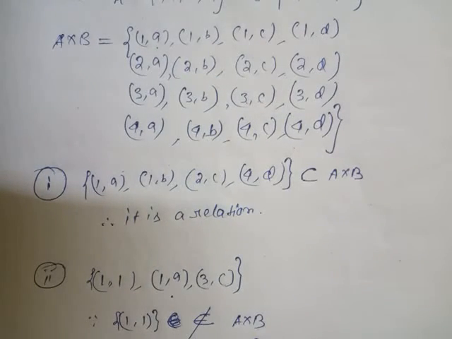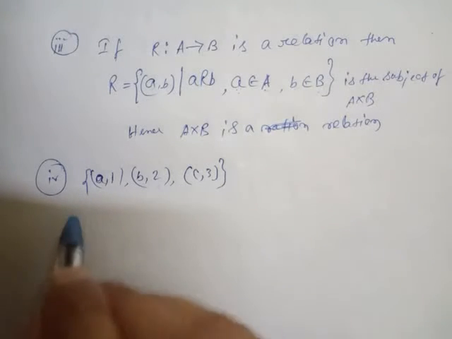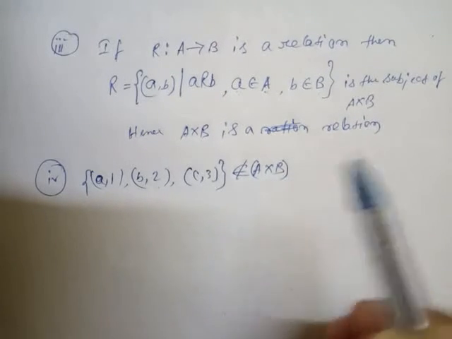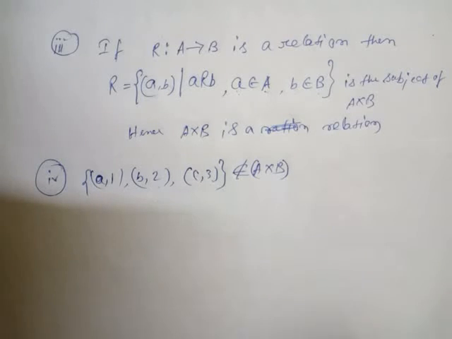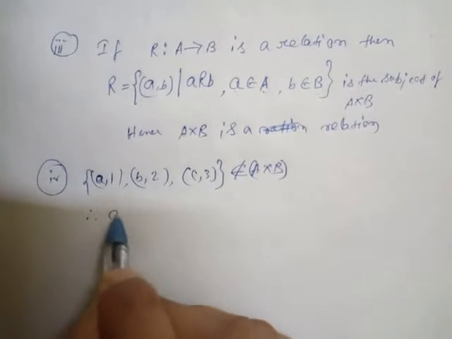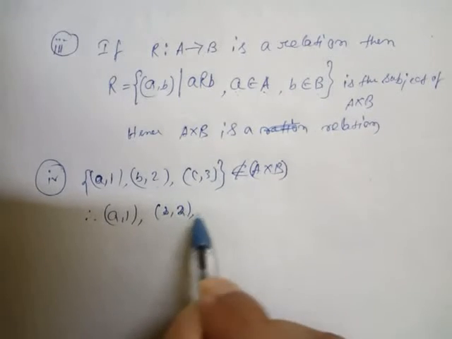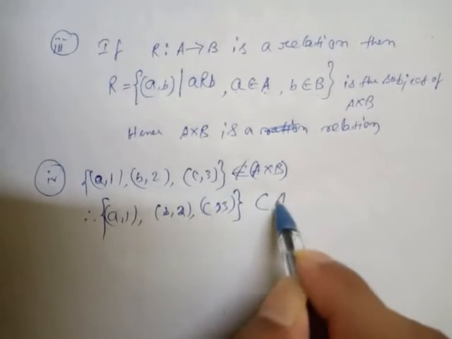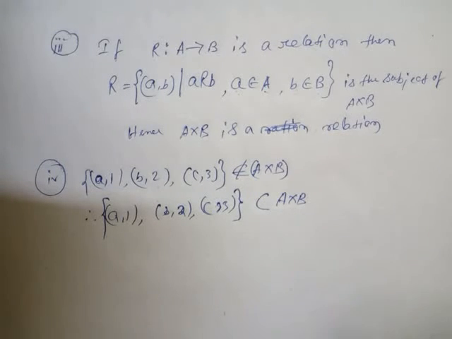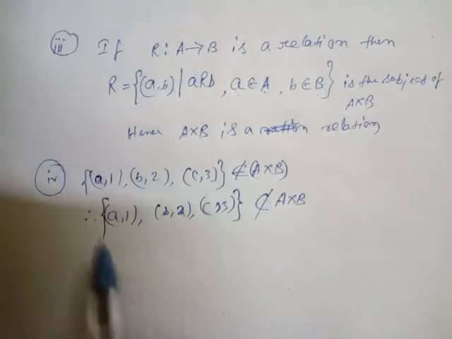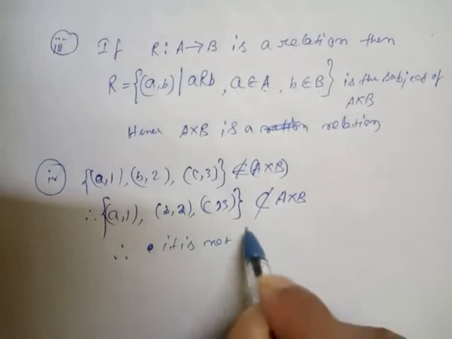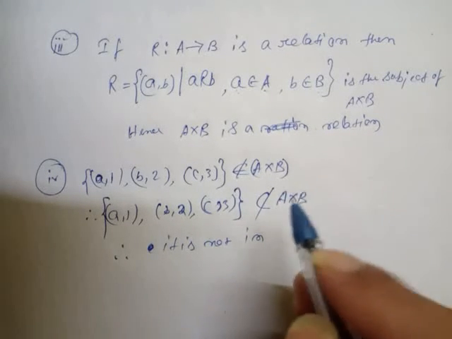Obviously it is not in the relation. Clearly it is seen from the A product B. We'll write here that this element does not belong to A product B, because in A product B, it is (1, a), (2, b), (3, c), but here it is (a, 1), (b, 2), (c, 3), which is not in the A product B. So we can say that (a, 1), (b, 2), (c, 3), and all of these are not part of A product B, which means all these elements are not in the A product B. Therefore, it is not in a relation.